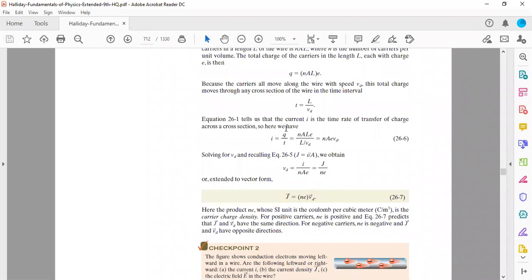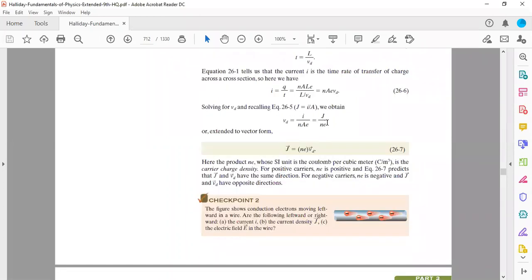So this is basically Q equal to N A L into E, and this is the definition of the charge. N A L means area and length of the material, N is the number of charged particles, and E is the charge on each particle. If the area is large, more charge can be accumulated. If the length is large, then more charge will be accumulated.